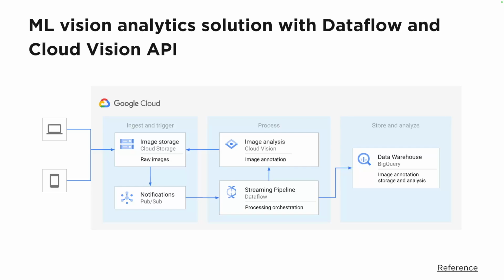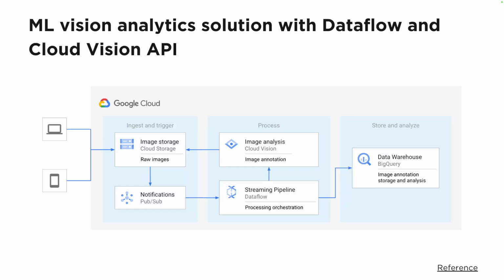So basically there are three stages: ingest and trigger, then process, and store and analyze, right? What this particular thing is doing is whenever a client uploads something to Google Cloud Storage, there's an event-driven PubSub notification that sends a request to Dataflow, which triggers Cloud Vision API. Then it fetches the image, annotates it, sends it back to Dataflow, and then the annotation is stored in BigQuery, which you can use for storage and analysis, etc. So this is a very simple thing which you can try out when starting out with data and AI in Google Cloud. And as I mentioned, I will leave a link to this particular architecture in the description below.